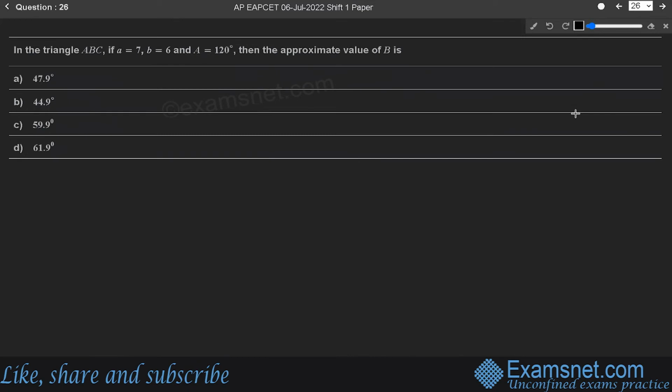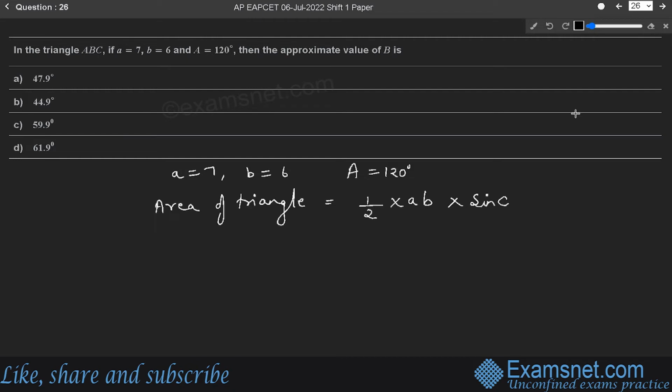Next question is, in a triangle ABC, if a is equal to 7, b is equal to 6 and A is equal to 120 degrees, then the approximate value of B is. So this is a very different question. We know that the area of this triangle will be equal to 1 by 2 into ab into sin C. On applying the values, it will be 1 by 2 into 7 into 6 sin C.